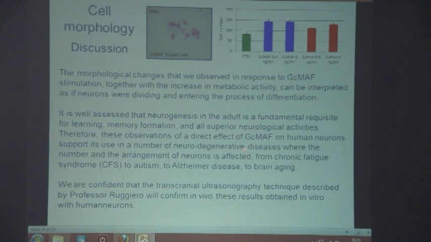Therefore, these observations of the direct effect of Gcmaf on human neurons support its use in a number of neurodegenerative diseases, where the number and the arrangement of neurons is affected, from chronic fatigue syndrome, autism, Alzheimer's disease, to brain aging. We are confident also that the transcranial ultrasonography technique described by Professor Gero before will confirm in vivo these results obtained in vitro with our neurons.